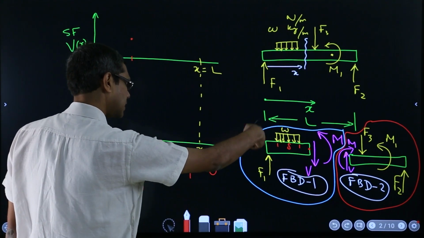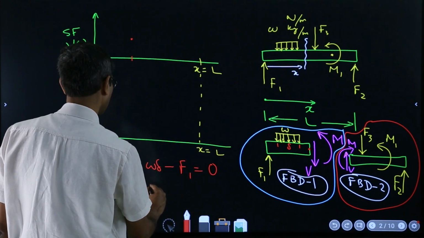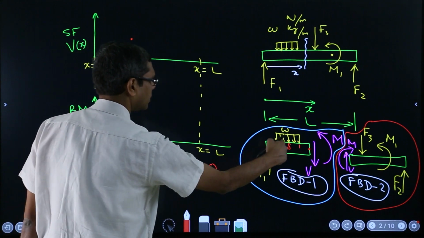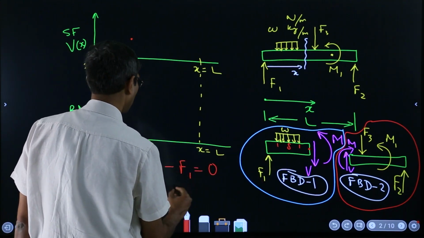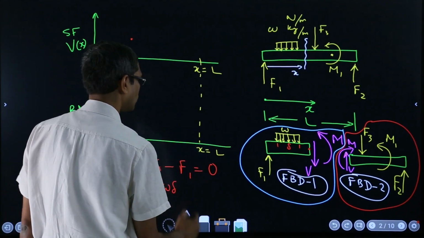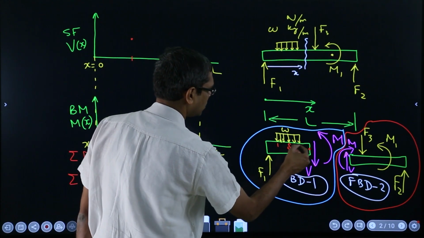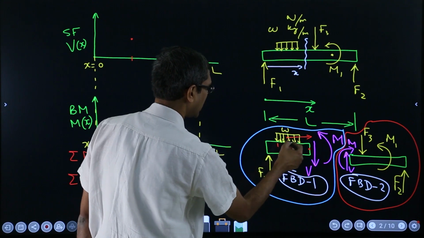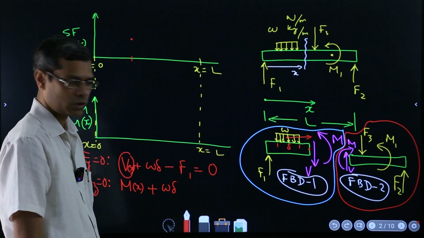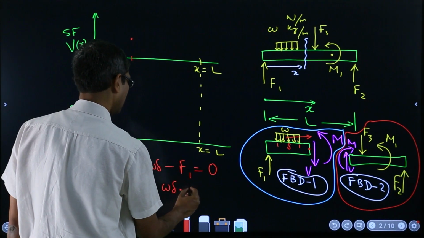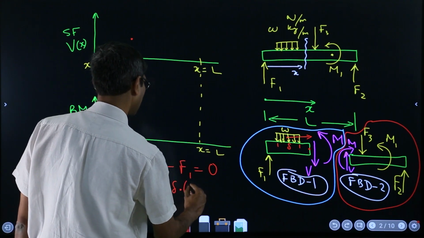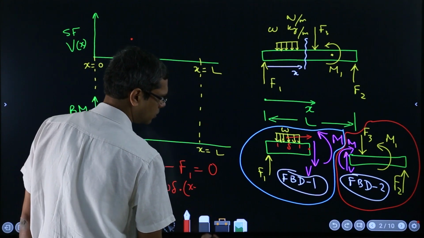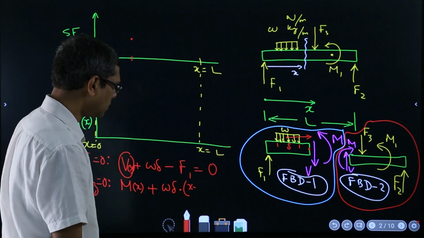Now this is again positive, say plus you can think that this W times delta is the total force, and suppose this is acting at a distance of whatever x minus delta over 2, right. So this times x minus delta over 2.